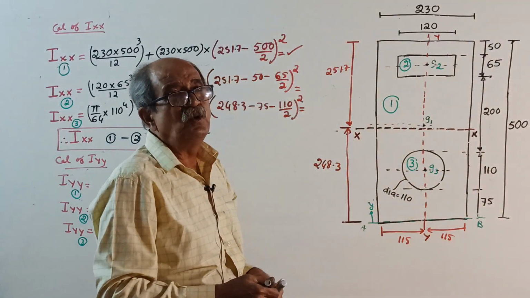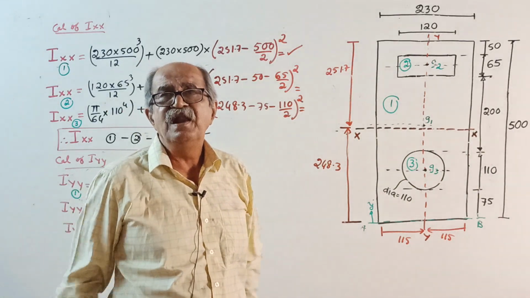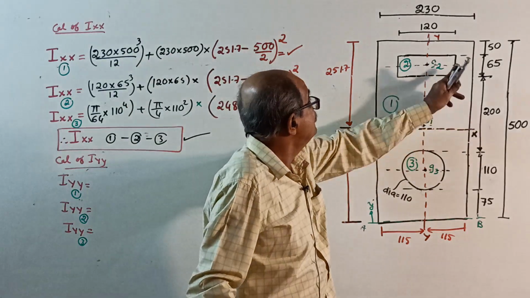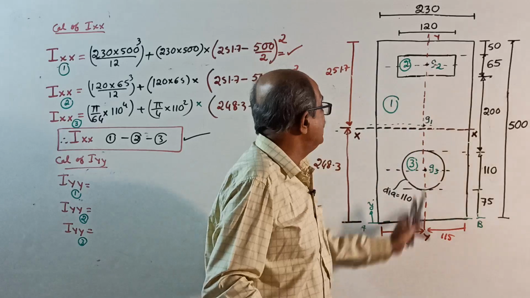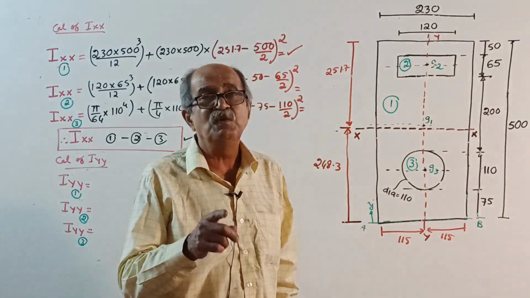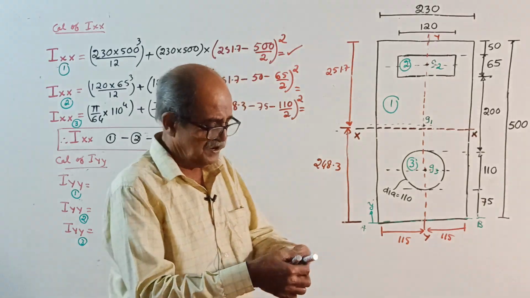I told you, whenever you find moment of inertia, check whether the centroid lies on the required axis. When you want the xx axis, none of the centroids lie on xx, it is outside. But when you want I about the Yy axis, all three centroids lie on Yy, therefore the distance squared is 0. Okay, start.